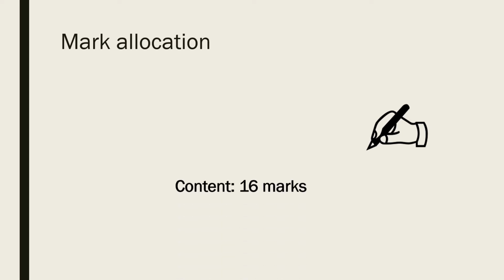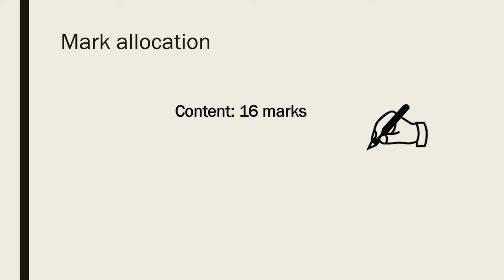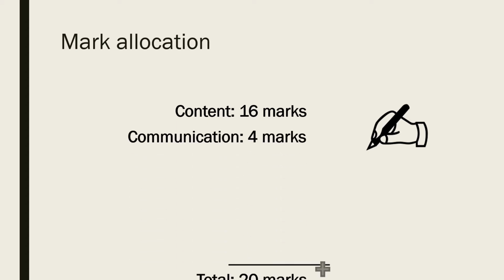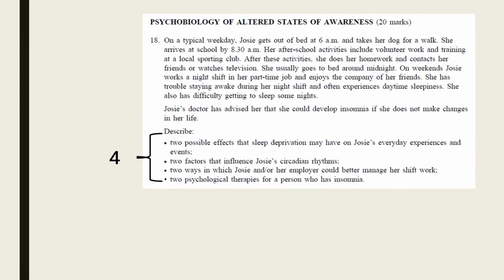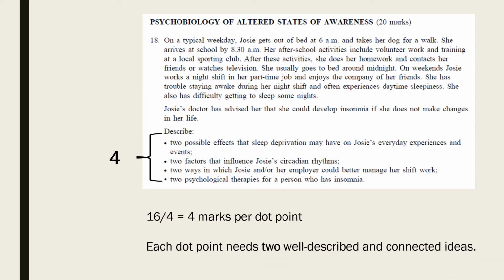The content is worth 16 marks, and this is evenly distributed between the dot points in the question, with the remaining 4 marks being for communication, giving you a total of 20. So let's look at some examples of how the content mark allocation works. Most of the time you will get extended response questions with 4 dot points, which means 16 divided by 4, each dot point is worth 4 marks. So that means that you need to have 2 well-described and connected ideas for each of the dot points. Again, no introduction and conclusion, you simply address the dot points, aiming to have at least a page of writing.